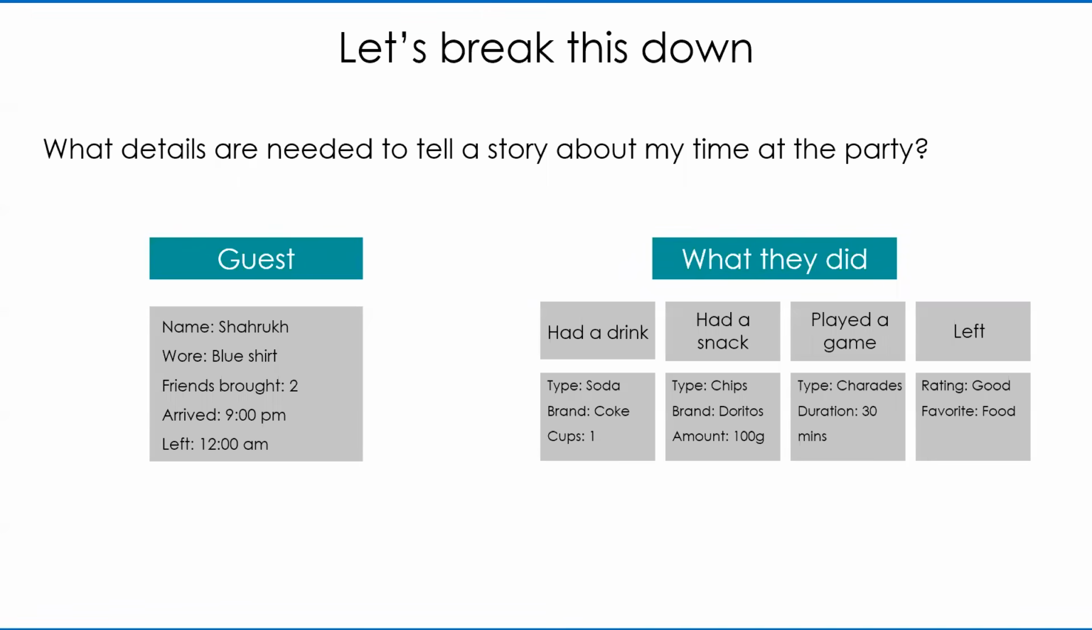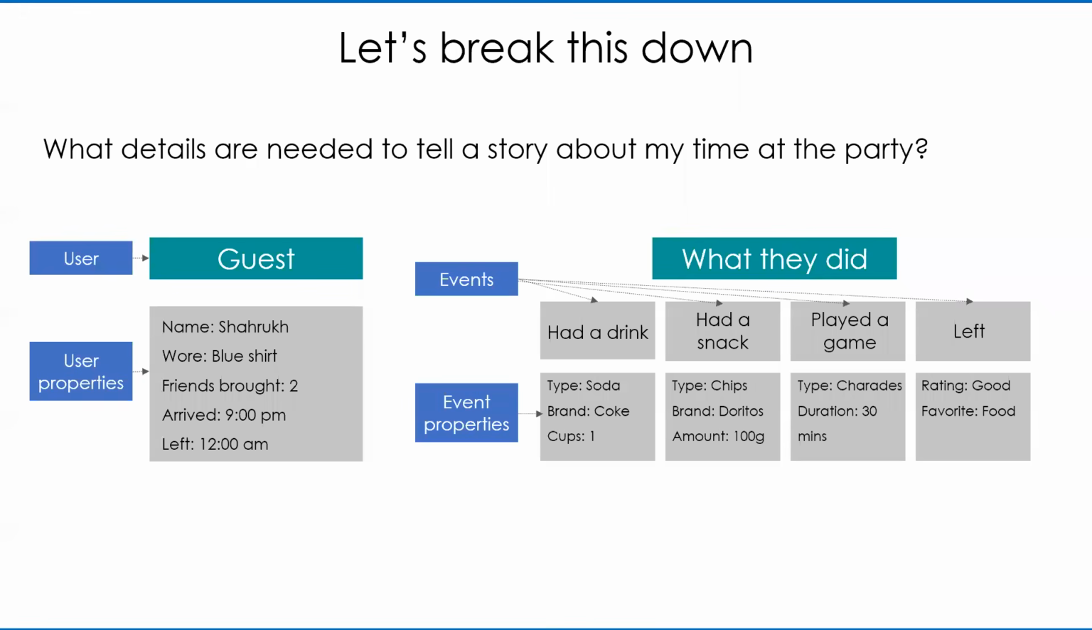It would be a little creepy if you did this in real life, so I wouldn't recommend it. But the purpose of this example is to illustrate how we look at tracking when we talk about product analytics. So you can think of these as a user, who is your guest, user properties, which are details about your guest, events, which are the things that they did, and event properties, which tell you a little bit more about those things that they were doing.